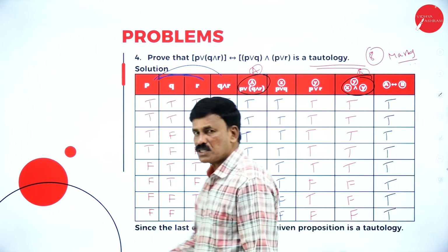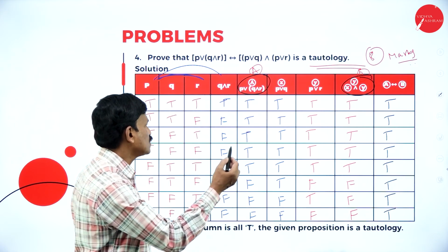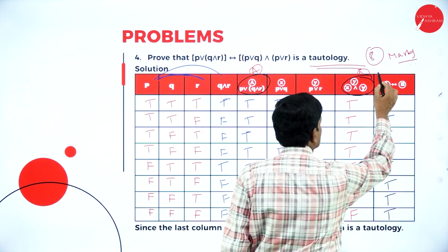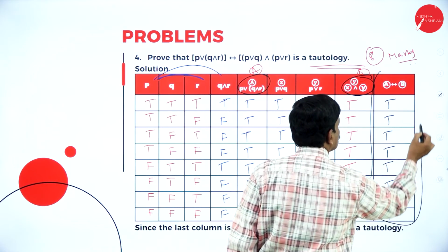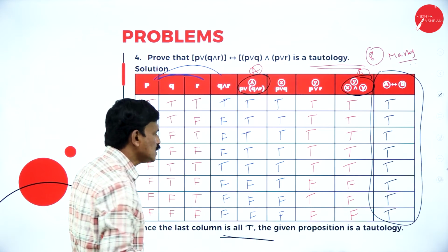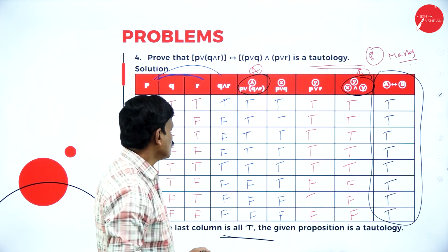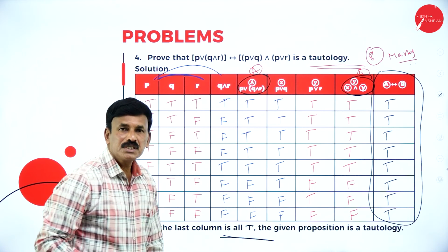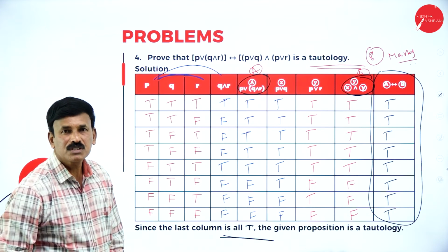See, if you observe carefully, all the truth values in the last column are T, T, T, T, T. So the last column has all T's. Therefore, the given proposition is a tautology. That's it. If you do this much, you will definitely get 8 marks for this.